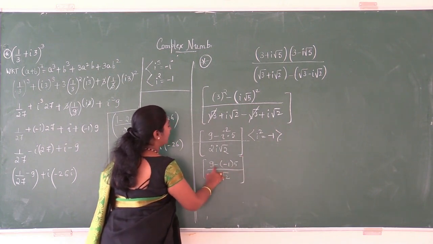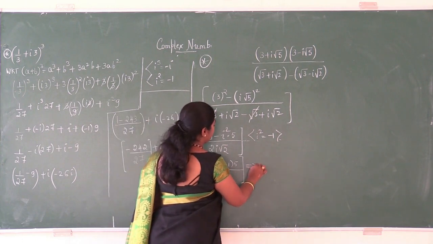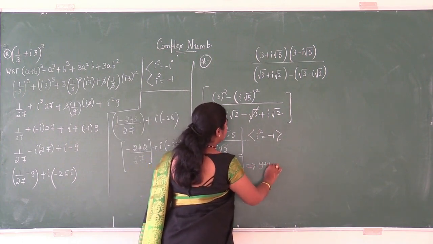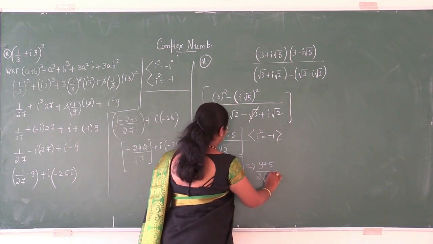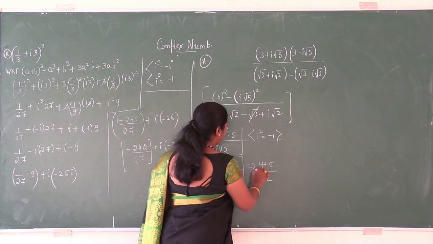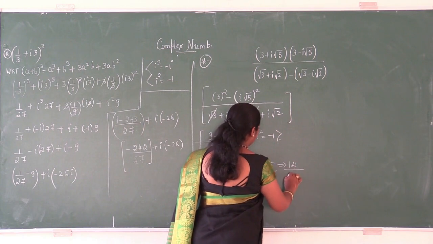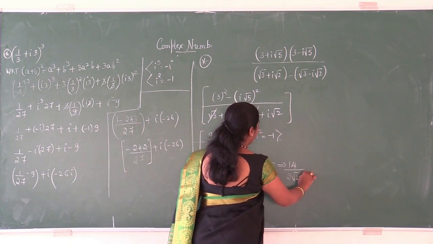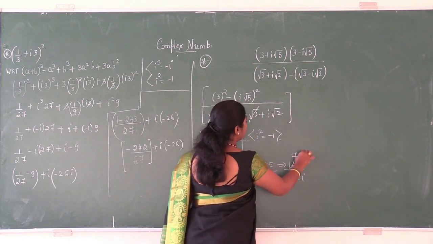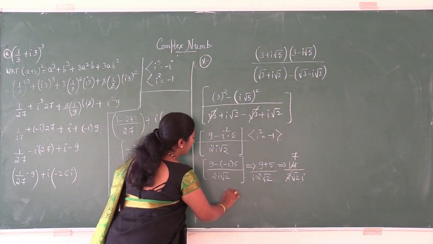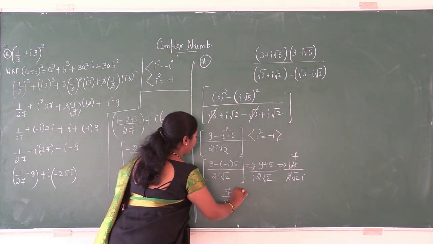And what will this sum up to? Minus into minus is plus. So this is 9 plus 5 divided by 2i root 2. 9 plus 5 is nothing but 14 divided by 2 times root 2 into i. 2 ones are 2, 2 sevens are 14. So what will be the final answer? 7 by root 2 into i.